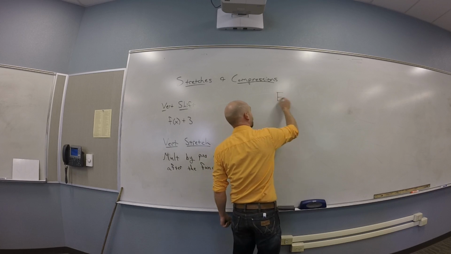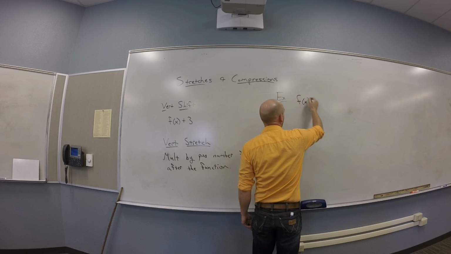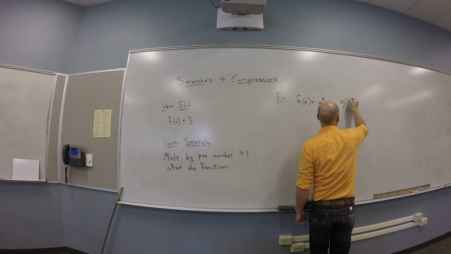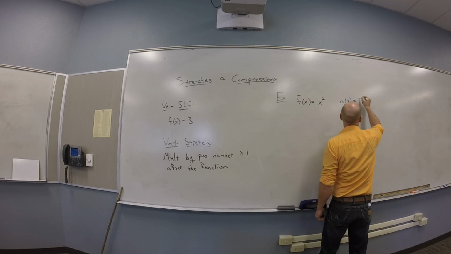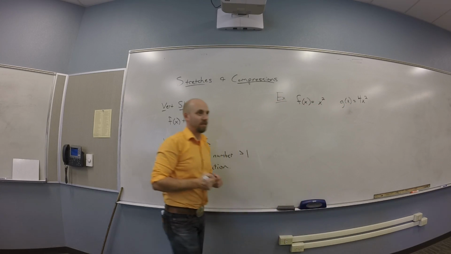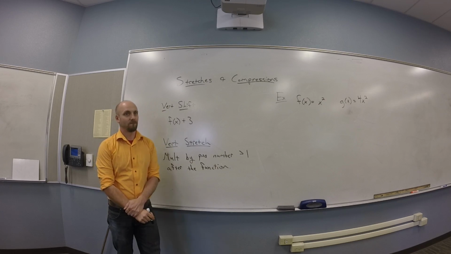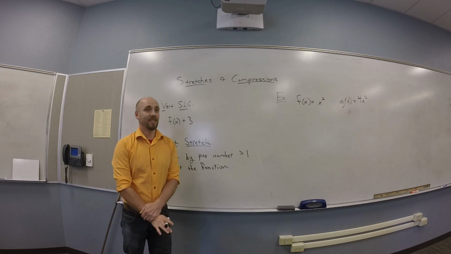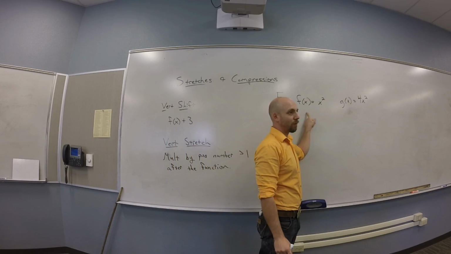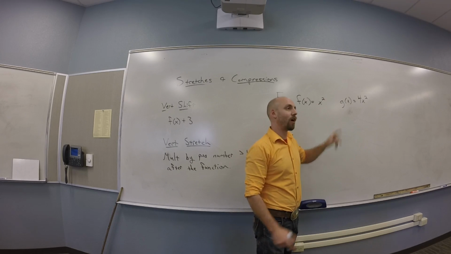Let me try another example for kicks. What if f of x is x squared and g of x is 4x squared? I'm just trying to figure out how you obtain the graph of g from the graph of f. You multiply by 4, after you got the y.